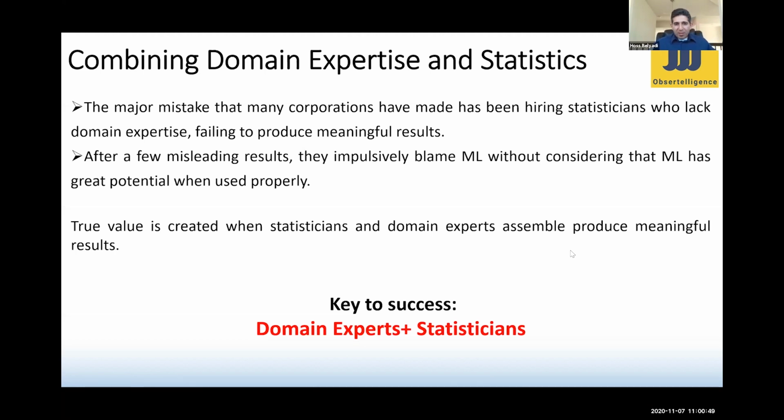Let's talk about the key to success in machine learning: you have to combine domain expertise and statistics. If you're trying to solve a problem, make sure your organization combines data scientists, who may not have much domain expertise, with statisticians or people with a heavy statistics background. The biggest mistake a lot of companies have made in the past is that they hire data scientists with higher level education degrees, which there's nothing wrong with, and do not combine them with the domain experts and ask them to solve complex problems.